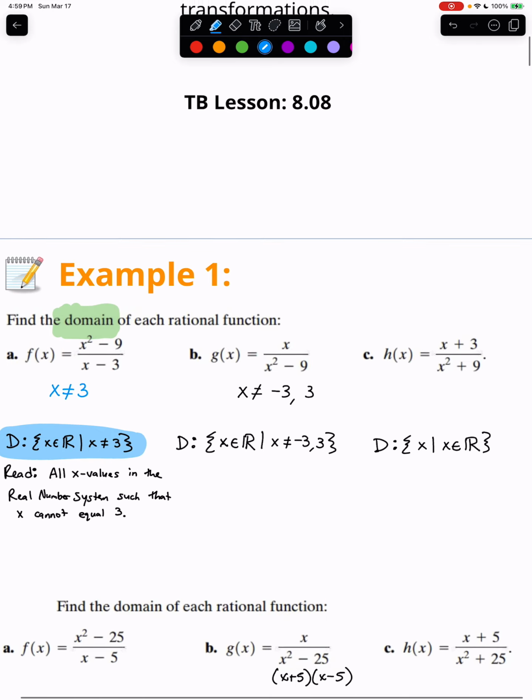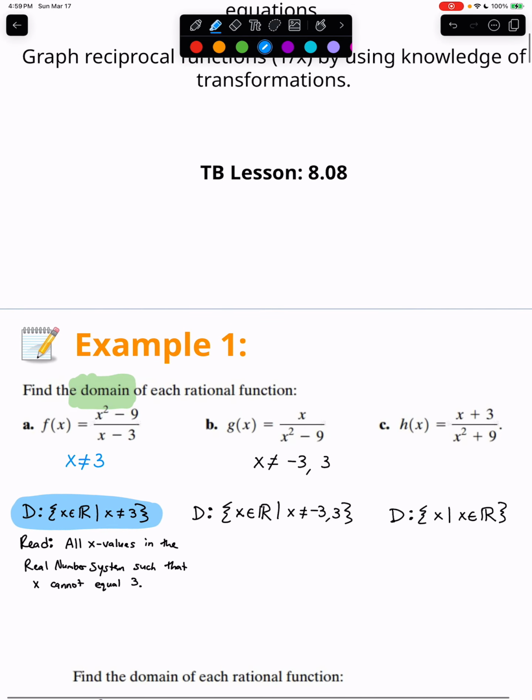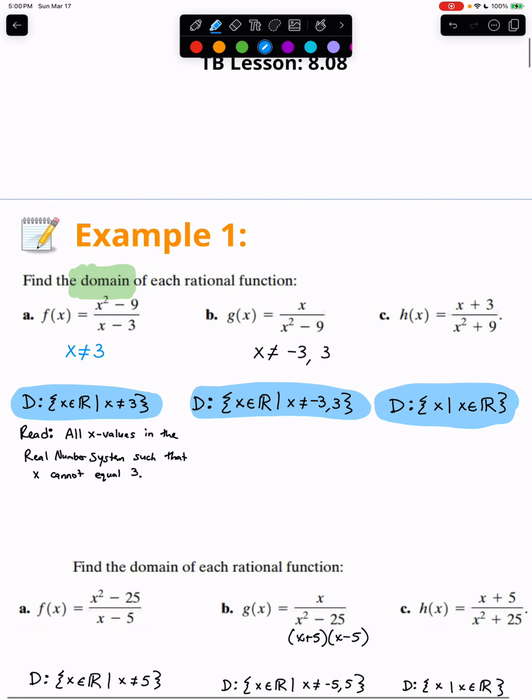Okay, we're going to go through these. Oh, I kind of revealed some of the answers. Oops. All right, the next one. All x values in the real number system, the domain, except I can't have -3 and 3, right? Because those numbers would cause my denominator to be a 0, which would give me an error of divide by 0. It's undefined. Okay, for C, I have all x values such that x is in the real number system. There's no other restriction. So it's really just all x values in the real number system, which is kind of nice. And that notation is like that as well.